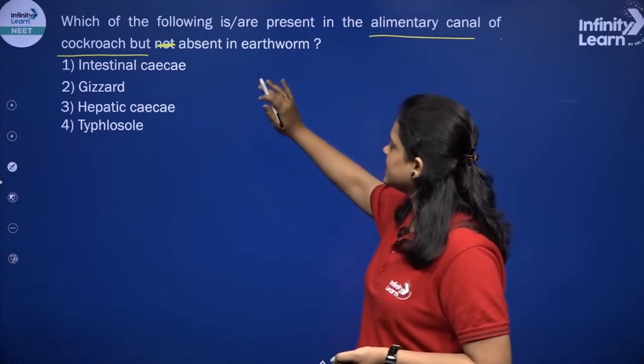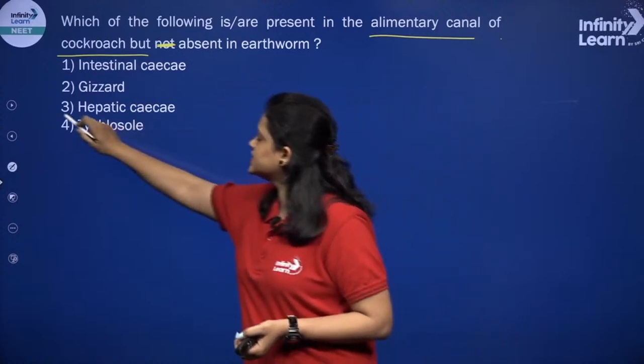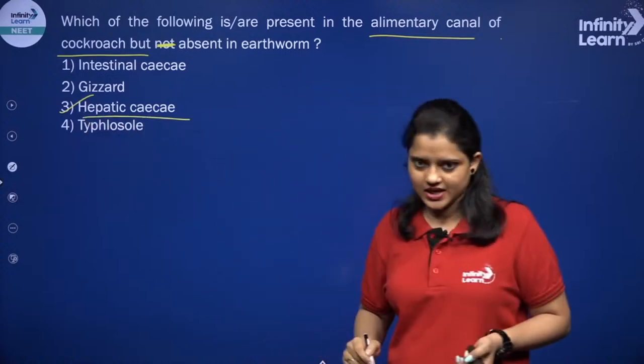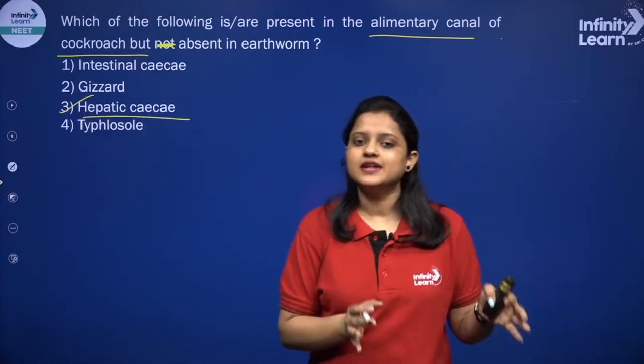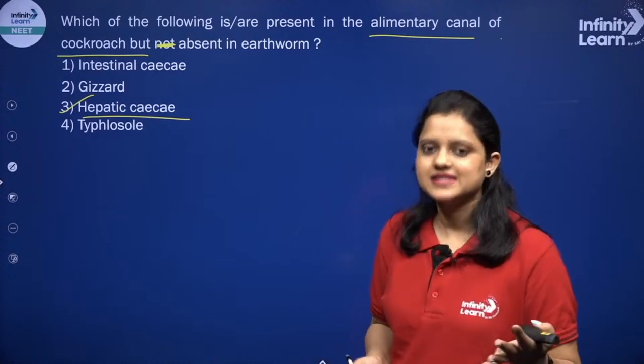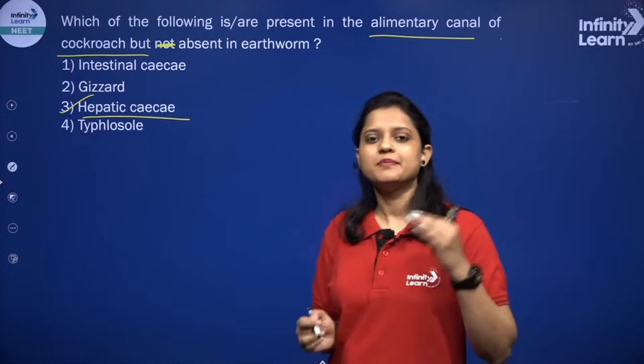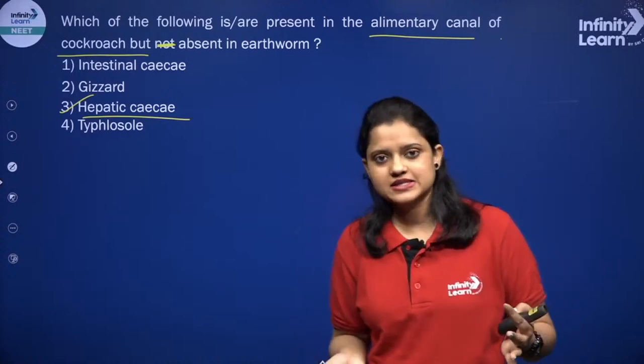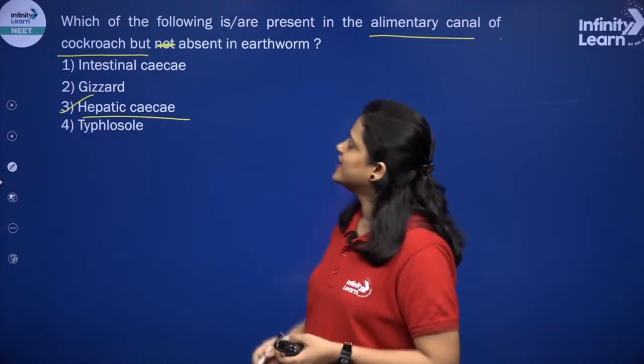Gizzard is also there in earthworm. Intestinal ceca is also there. The correct option will be hepatic ceca. We have learned about the digestive system of cockroach. We have seen that hepatic ceca and malpighian tubules are present in cockroach. But hepatic ceca is not present in earthworm.